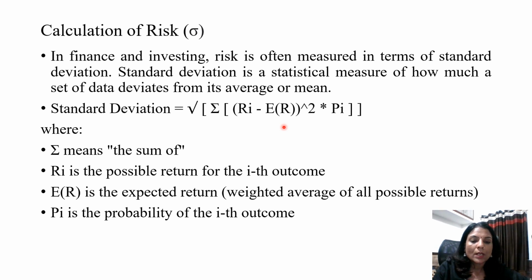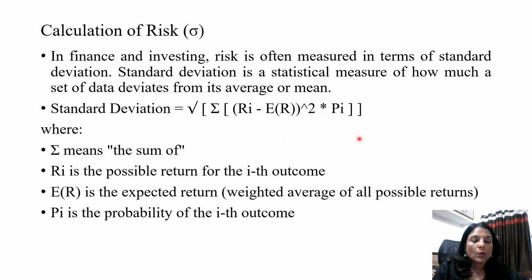Here the mean return we have calculated in terms of expected return. So the formula of standard deviation is the root of summation of R, that is the return of securities, minus your expected return, what we have calculated, the square of those values, which should be multiplied by the probability of your return.